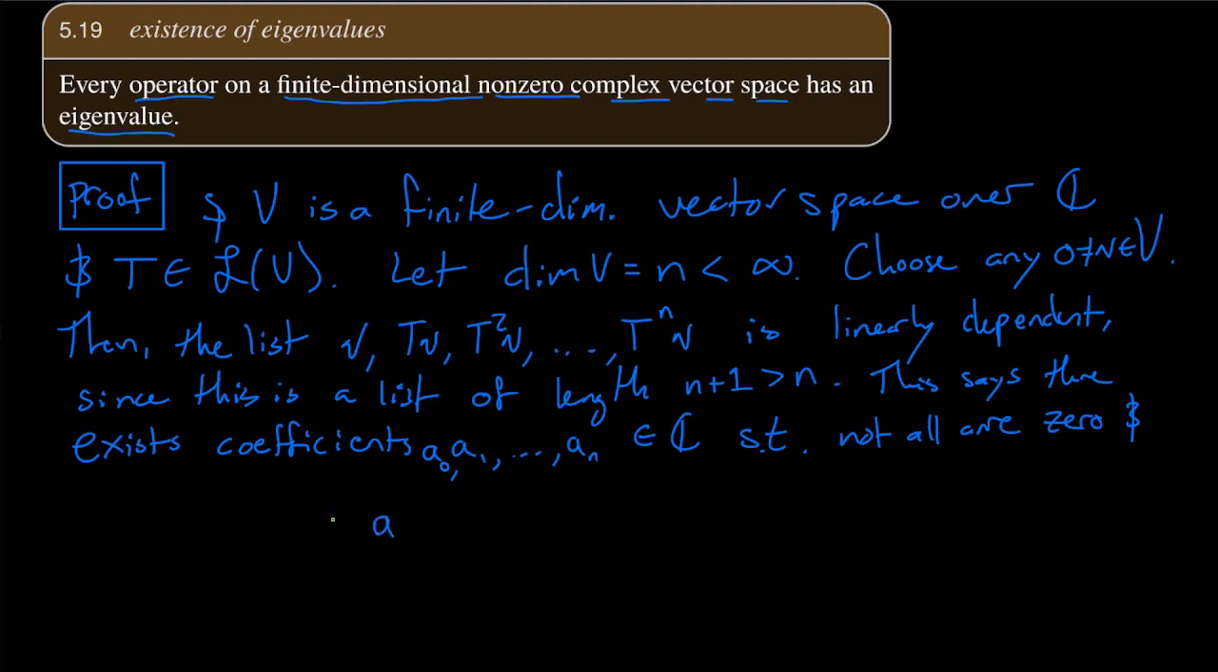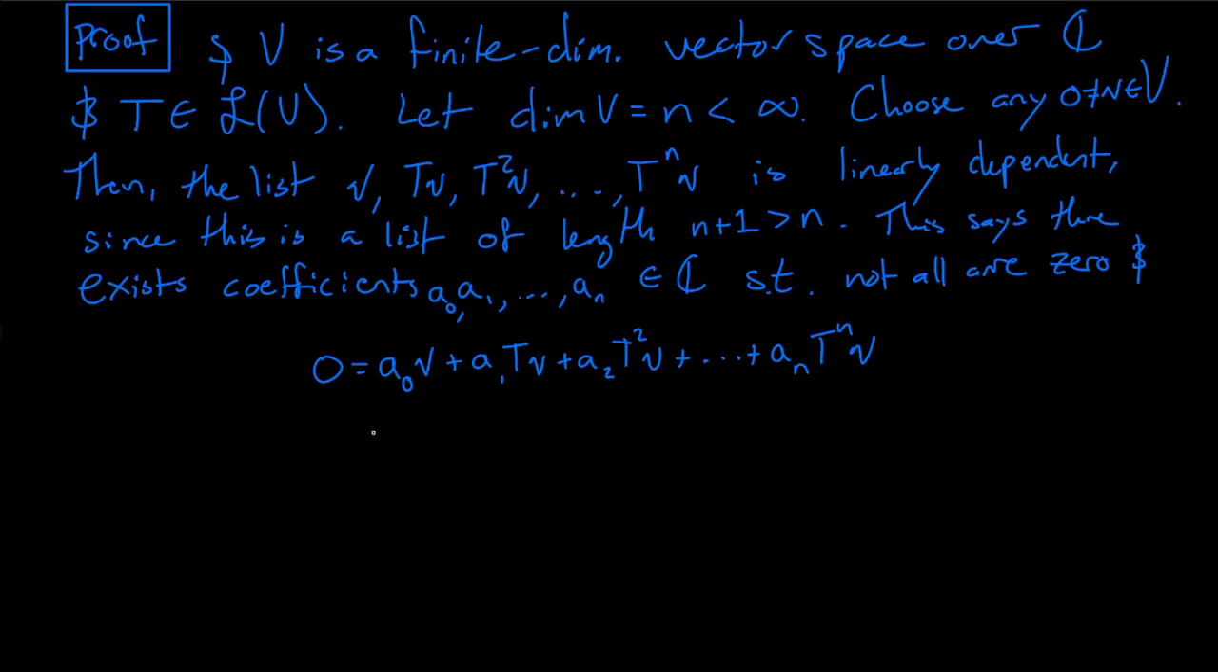Okay, so such that 0 is equal to a0 v plus a1 t v plus a2 t squared v plus dot dot dot all the way down to an t to the n v. Okay, so that is just for saying, hey, it's a linearly dependent list. So we can take a linear combination of the vectors in that list and get out 0. Moreover, we can do so in such a way that not all of the coefficients in this combination are 0.